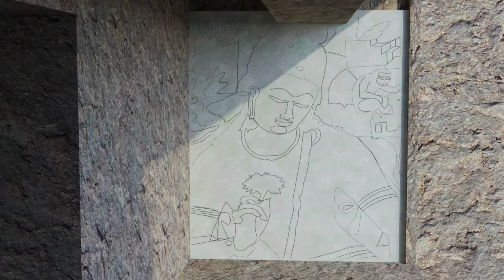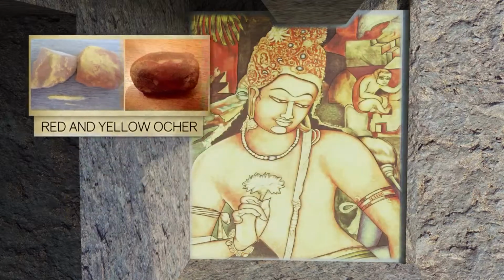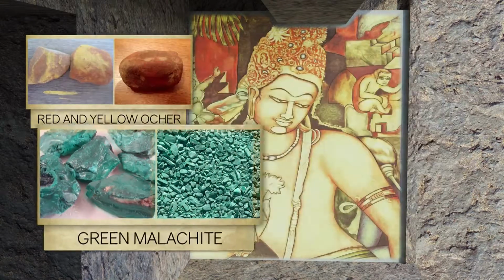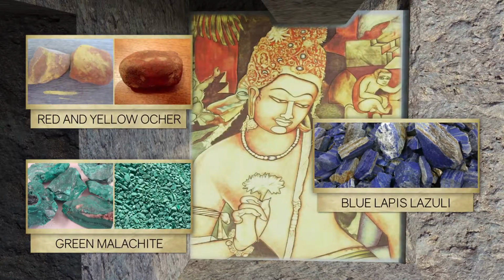The dark outlines of the figures were then added, followed by a palette of only 6 colors. The pigments the artists used came from natural resources: red and yellow ochre, crushed green malachite, blue lapis lazuli, etc.